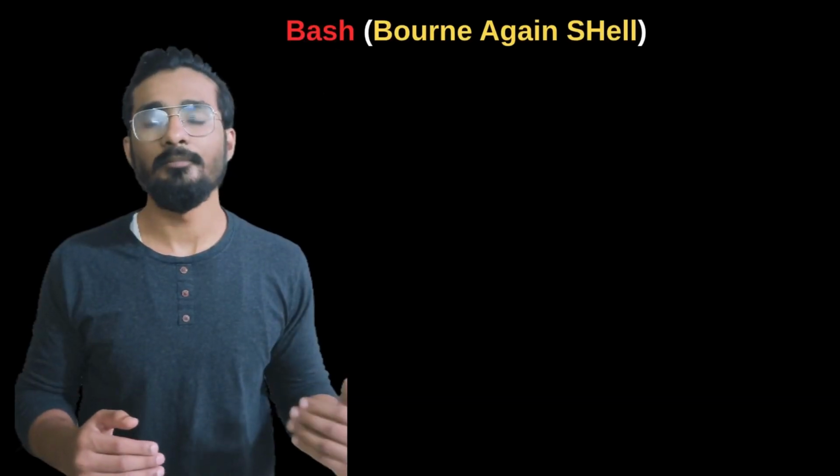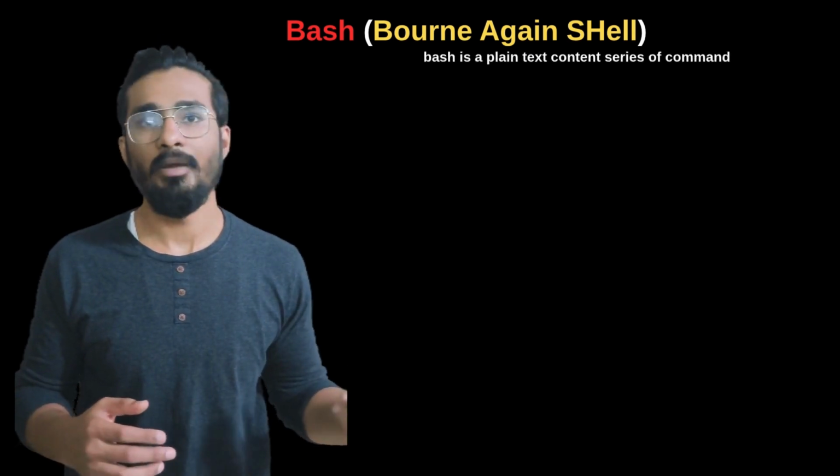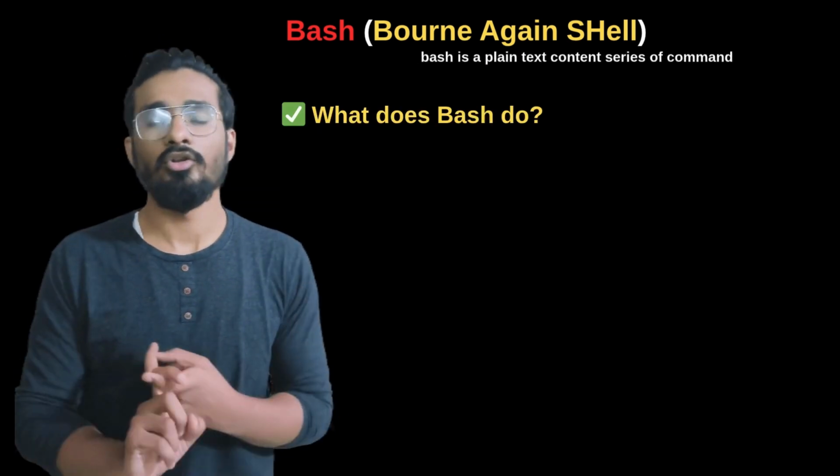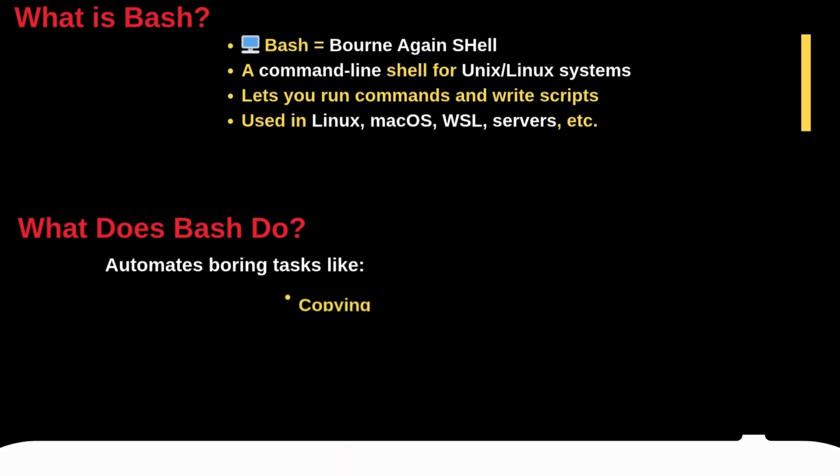A Bash script is a plain text file that contains a series of commands that the Bash shell can execute. It automates our boring stuff. It allows us to run multiple commands at a time.